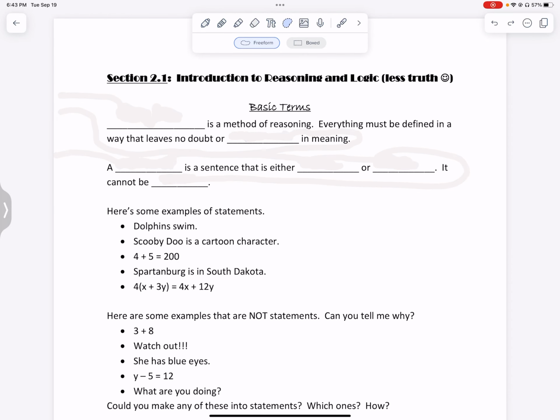So in this video, we're going to start chapter 2, and we are going to talk specifically about reasoning and logic. So the first thing we need to do is define a few terms. One is logic, and logic is just a method of reasoning. But when you are reasoning with logic, everything has to be defined in a way that's going to leave no doubt or vagueness in meaning.